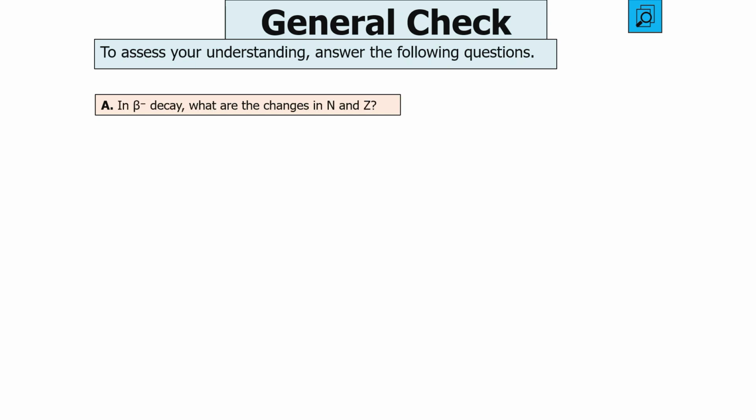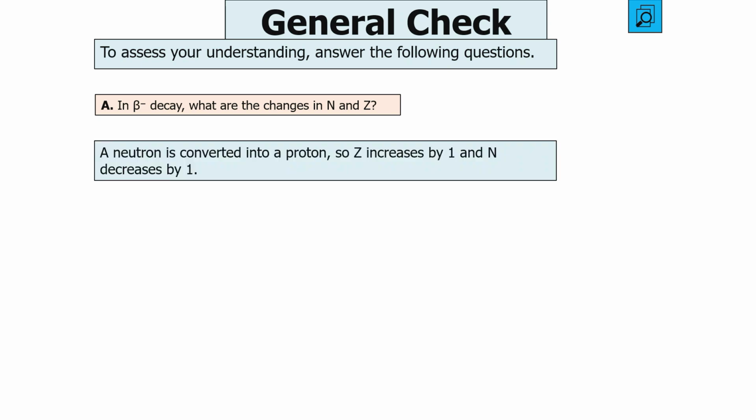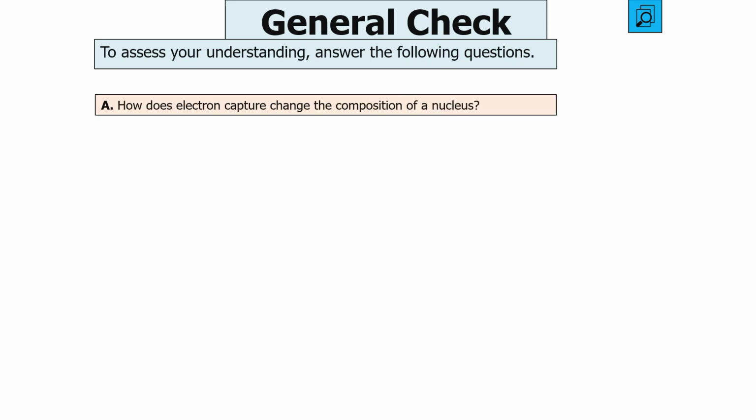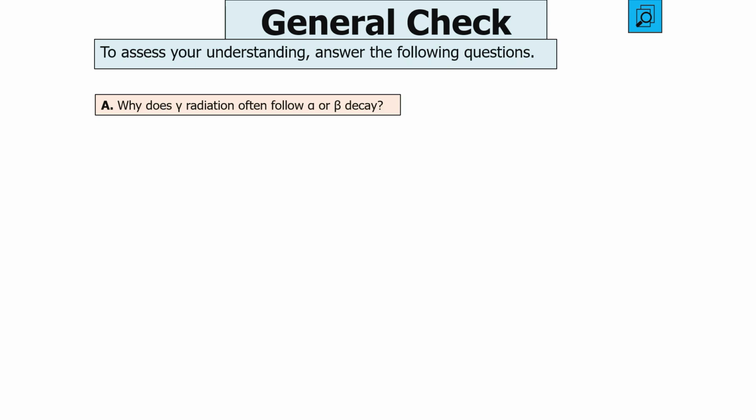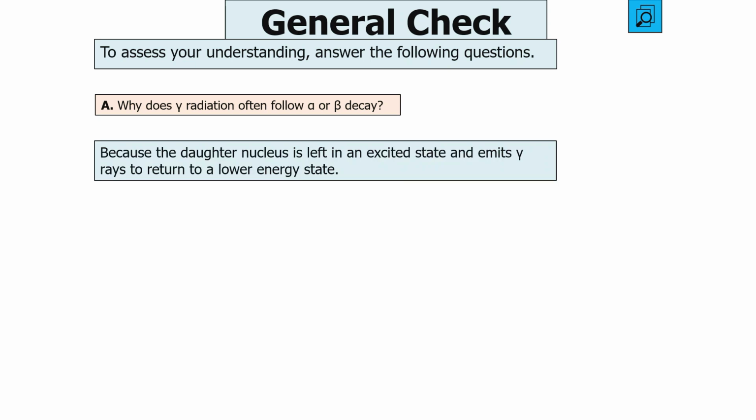In beta minus decay, what are the changes in N and Z? A neutron is converted into a proton, so Z increases by 1 and N decreases by 1. How does electron capture change the composition of a nucleus? A proton captures an inner orbital electron and becomes a neutron, decreasing Z by 1 and increasing N by 1. Why does gamma radiation often follow alpha or beta decay? Because the daughter nucleus is left in an excited state and emits gamma rays to return to a lower energy state.